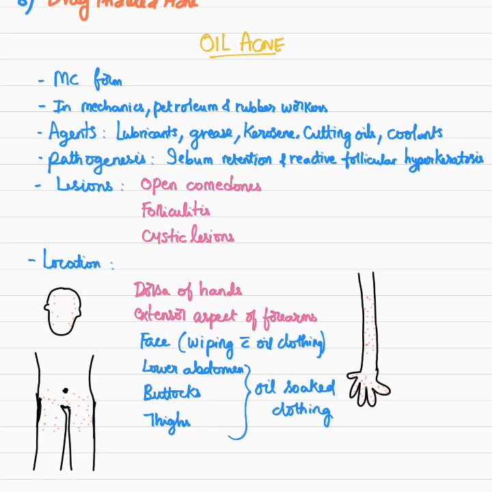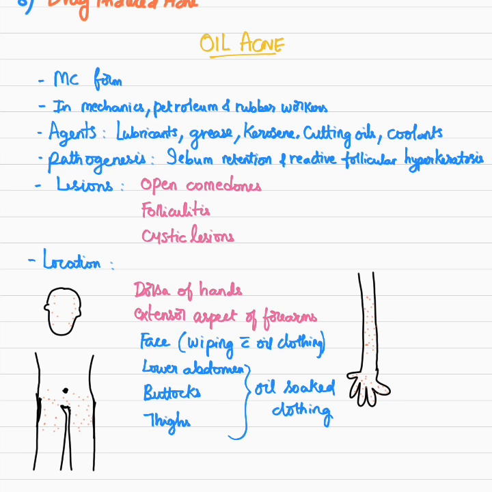Coming to first and foremost, oil acne. This is the most common form of occupational acne and it is seen in mechanics and petroleum and rubber workers. The agents involved are lubricants, greases, kerosene, cutting oils, coolants, etc. Basically any oily agent. The pathogenesis is that these oily agents block the follicle, leading to sebum retention and reactive follicular hyperkeratosis. The most common lesions seen are open comedones, also folliculitis and cystic lesions.